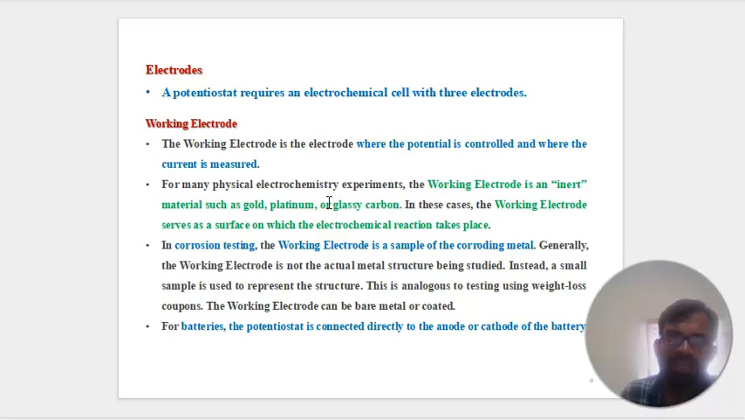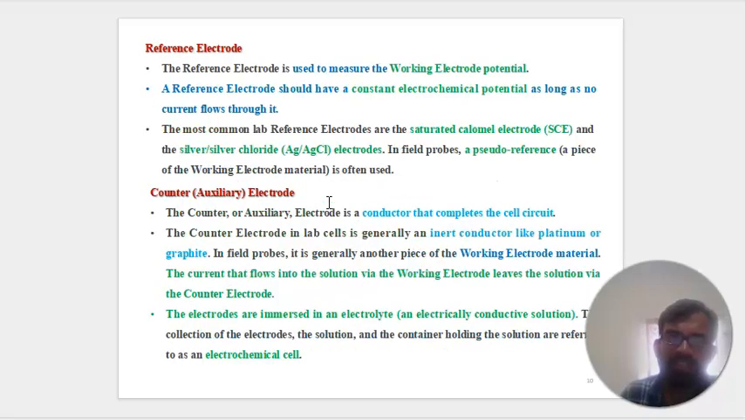Now coming to the next electrode, you can see the reference electrode. The reference electrode is used to measure the working electrode's potential. So the reference electrode should have a constant electrical potential with no current flowing through it. That point is very important. In the reference electrode, there is no flow of electricity.